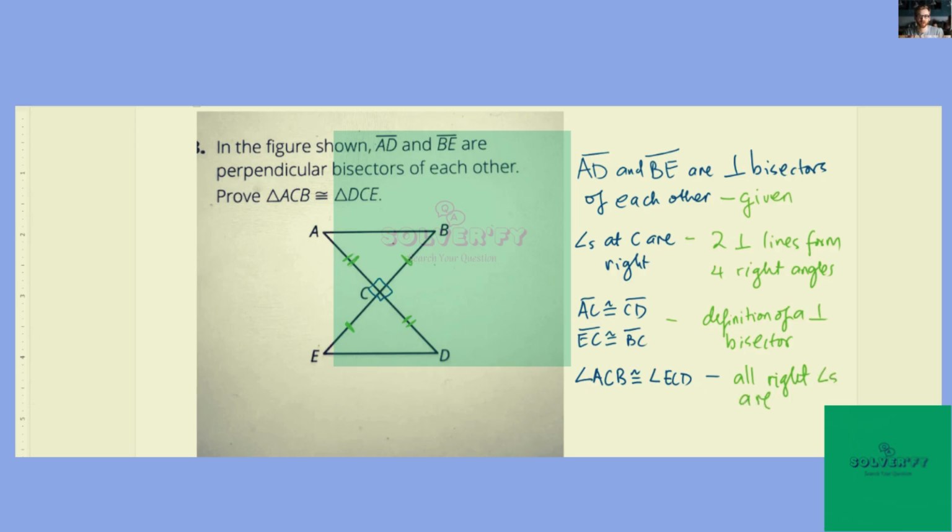Now, finally, I can make my last and final statement, that these two triangles are congruent. Now, I've just shown that these two angles are congruent, and I had already shown that the sides that include those angles are also congruent. So we see that triangle ACB is congruent to triangle DCE. And what's the reason? The reason is SAS.